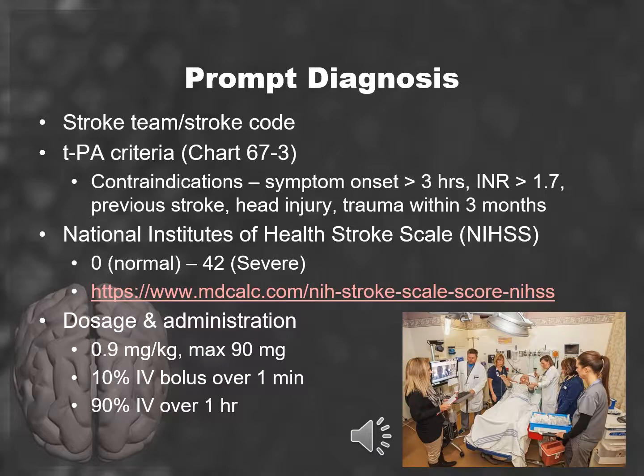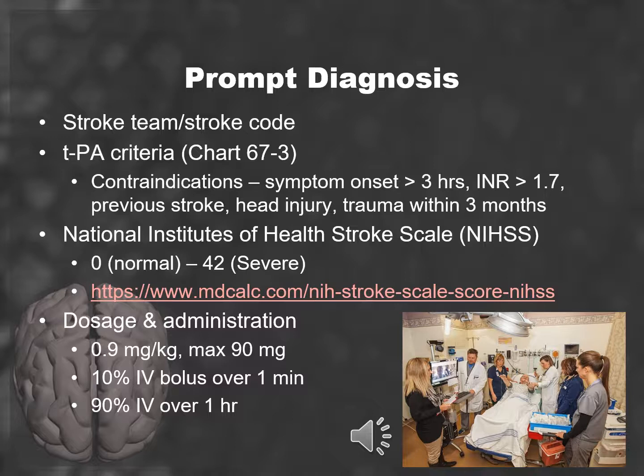Prompt diagnosis of a stroke is crucial to improving outcomes for patients. So once the hospital gets a call that a patient is on their way with a possible stroke, or once the patient comes in, that stroke team is called. While the patient is quickly being assessed and sent to CT scan, nurses are very carefully assessing to see if the patient meets the criteria for TPA if it is an ischemic stroke.